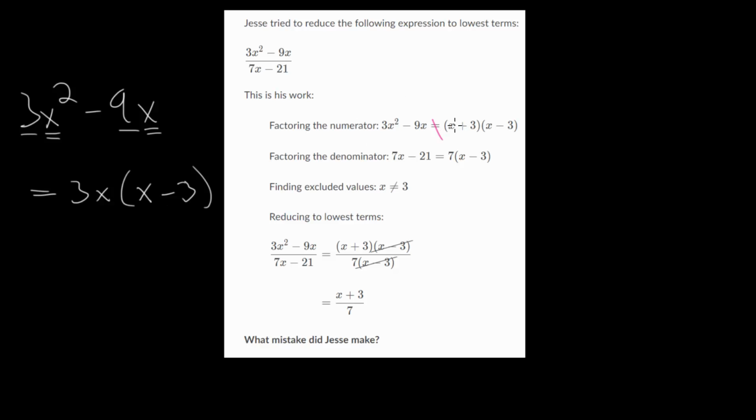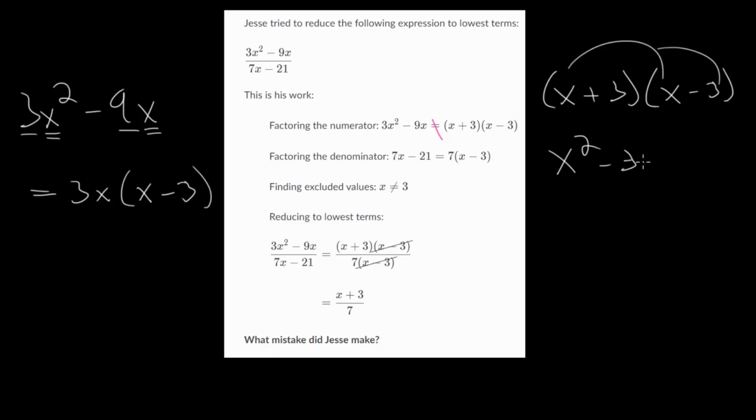And you can see this is not equal to x plus 3 times x minus 3. Since you can look at it from the other side, x plus 3 times x minus 3, if you multiply this out, that's x squared minus 3x, and we get plus 3x minus 9. This is a difference of two squares, and so the middle terms are going to cancel out, and you get x squared minus 9, which is definitely not what we started with.